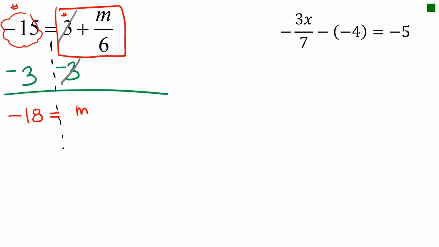Over here I have m over 6. Now I just told you my favorite way to solve these are proportions, so I'm going to put a 1 in front of the m, and I'm going to put a 1 under the negative 18. That turns it into a proportion.